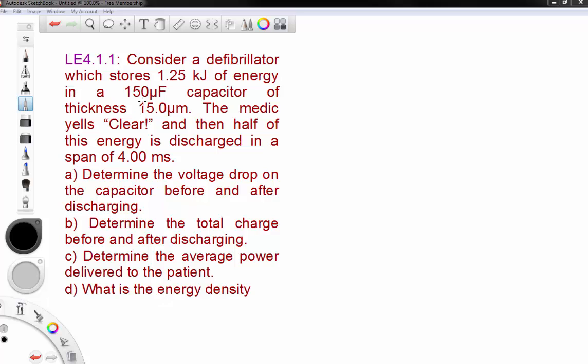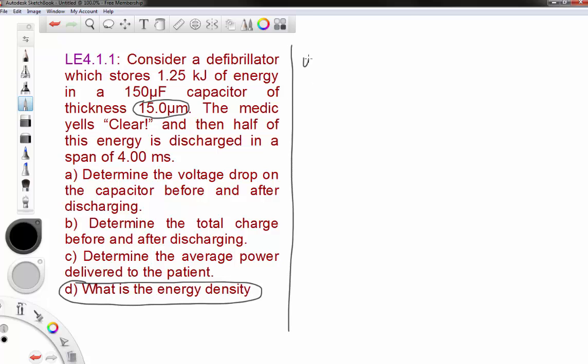suppose that the capacitor has a known thickness, like say 15.0 micrometers. We want to know, therefore, what is the energy density that this capacitor is storing. So, as you know, the energy density u is 1/2 epsilon naught E squared. But how do we get that? Well, E is given by the change in voltage per unit distance. So we'll call this, let's say, a delta X. So this right here represents delta X.